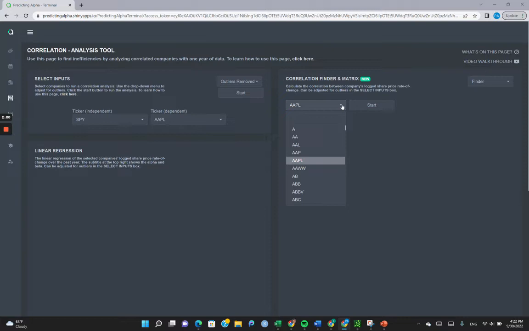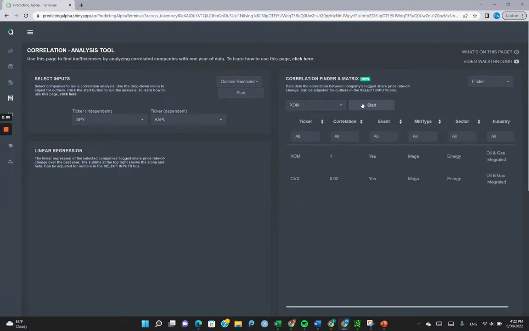So on the correlation finder, let's just use a random example here. We're going to look up ExxonMobil, and we're going to run this. And what we get here is Chevron at 92. So we can say that Chevron and Exxon are very similar companies. We can also see that these companies are in the same market cap, the same sector, and the same industry. So it makes sense for this high correlation rate.